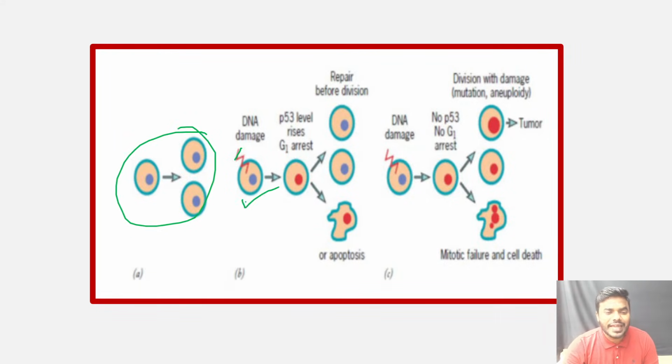Now there is damage of the DNA. When damage of the DNA occurs, everyone listen, the concentration of P53 rises. Correct? Whenever there is a rise of P53, every student listen, the cell is arrested at the G1 phase. You can see the picture very clearly. The cell is completely arrested at the G1 phase.